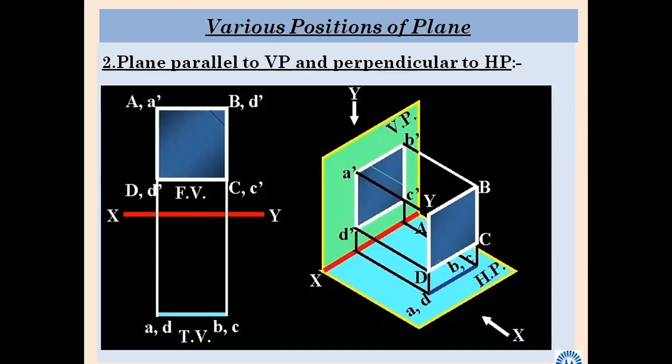Again, it should be parallel. It should not be inclined. You will get a rectangle. If you see the door from the front, you will get a rectangular shape. It will be the best example of a plane parallel to VP and perpendicular to HP. Either the blackboard or the door of a room. The door should be totally closed or totally open, so that we see its rectangular shape from the front.